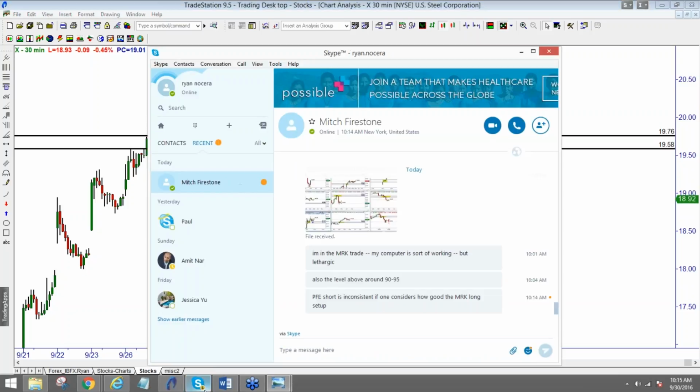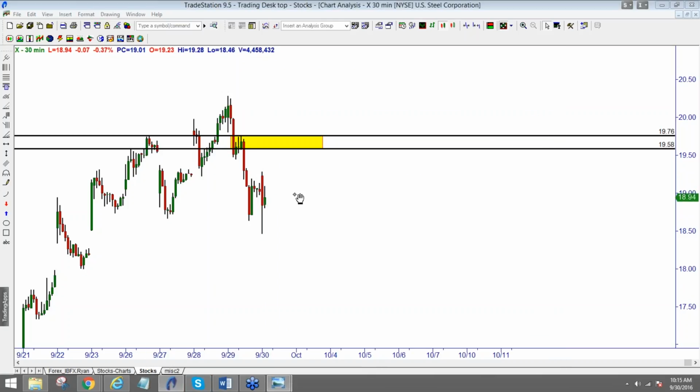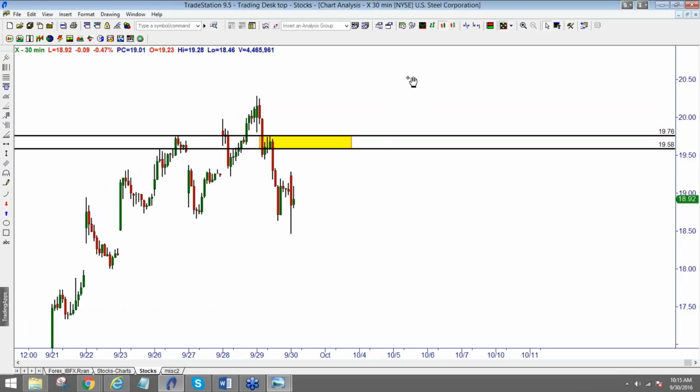Let's see. PFE short is inconsistent if one considers how good an MRK long setup. Oh, good idea. Major is saying with how good the long setup looked for Merck, Pfizer should be trading similarly, and that didn't look as good. So trading inconsistent.